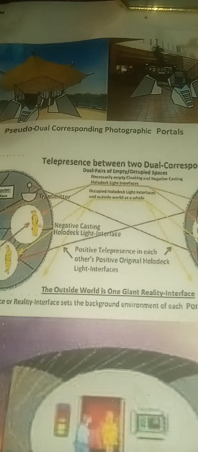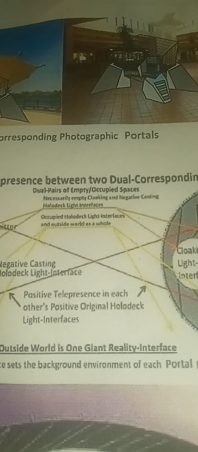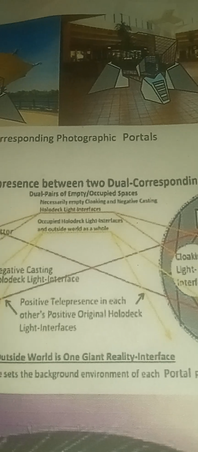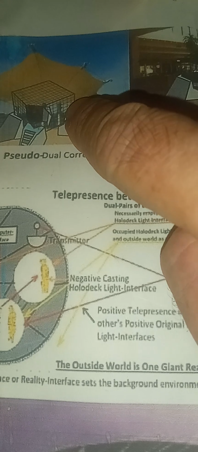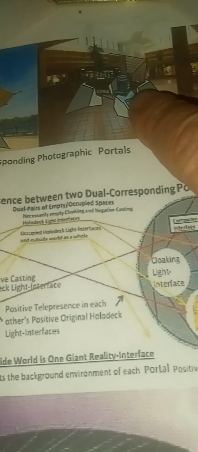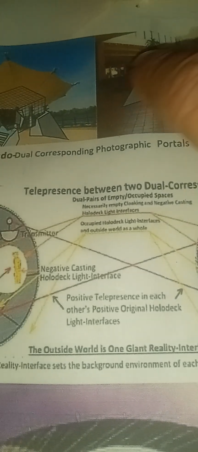Okay, I'd like to go over two different things. The first thing is pseudo dual corresponding photographic portals. If you've read my other stuff or watched my other videos, you'll know that invisibility and holodecks are inverse. The cloak for this photographic portal would be the holodeck for this photographic portal, and the cloak for this photographic portal would be the holodeck for this photographic portal.